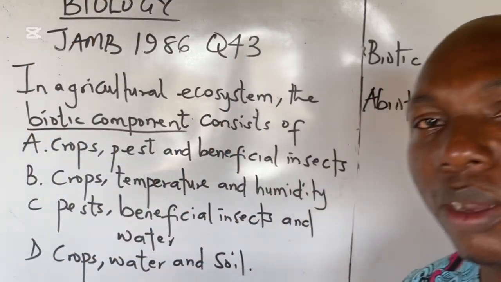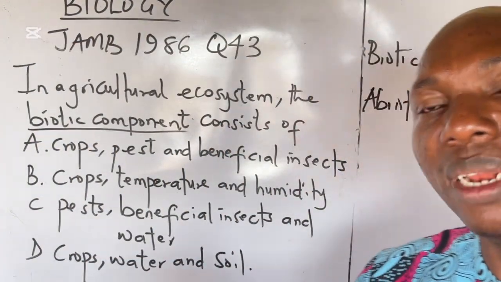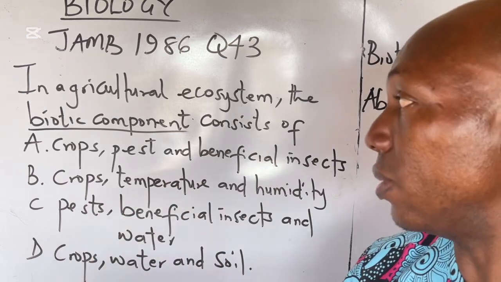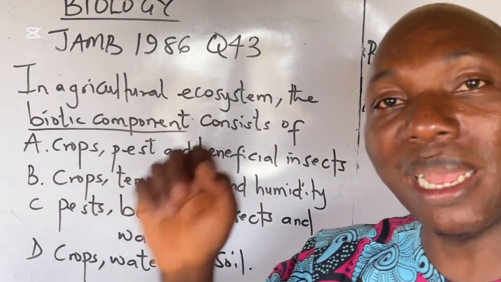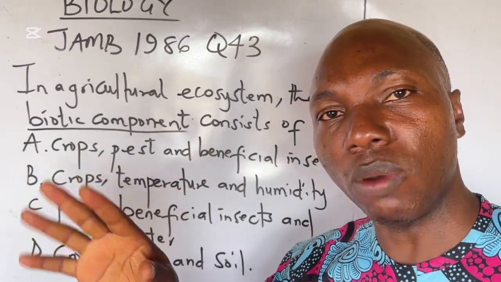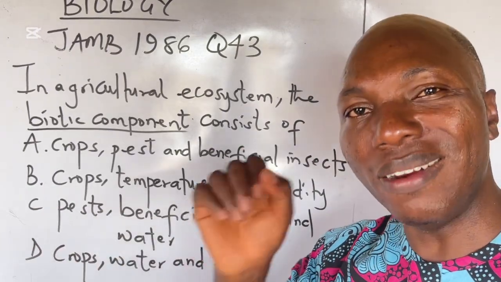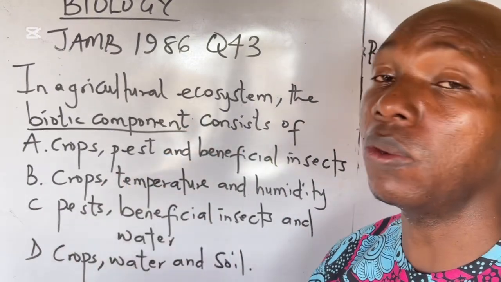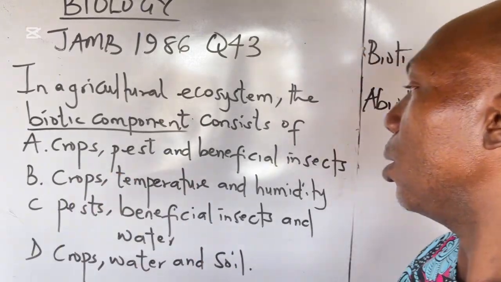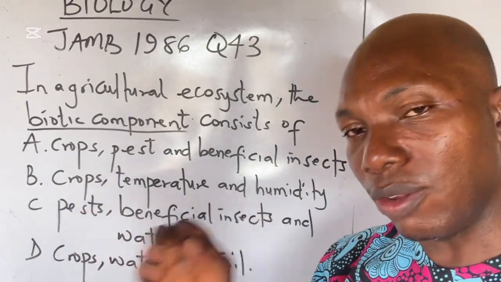Biotic component of the ecosystem means living organisms in the ecosystem, and they are the crops, pests, insects, and so on and so forth. Why abiotic? Because abiotic means the non-living components in the ecosystem, and they include temperature, humidity, and so on and so forth.